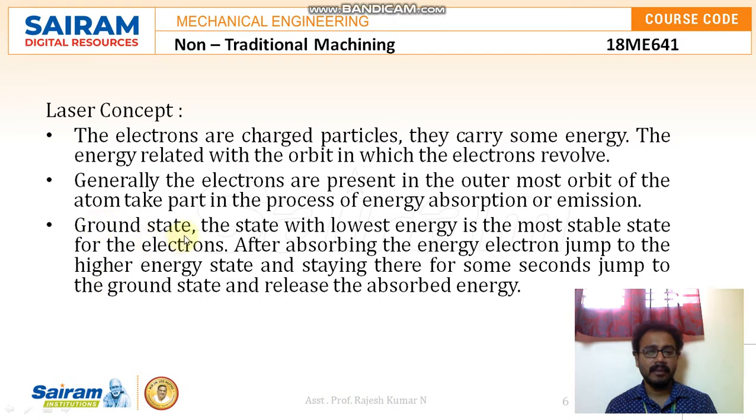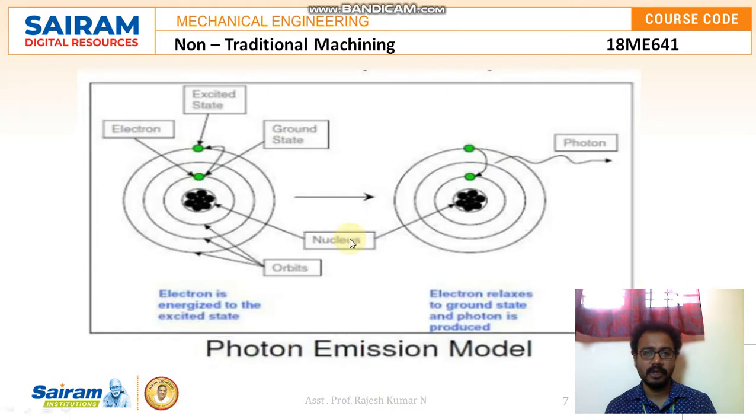Then starting with the ground state. When we speak about an atom's orbits, we have different states like the ground state and the excited state. Ground state is nothing but the electron which is present in its normal orbit, that is a normal position. It is the state with lowest energy, the most stable state of the electron. But after absorbing energy, the electron jumps to a higher energy state and stays there for some seconds, and again it jumps back to the ground state and releases the absorbed energy.